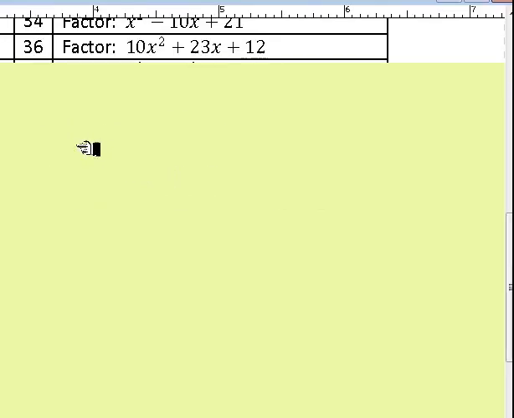Number 36, another quadratic. We don't have a common factor, but because of the 10 here, there are a few ways of factoring 10, and there are many ways of factoring 12, so there are going to be many things we could try. In other words, this factorization is a little more difficult than the others that we've done. Okay, let's say we start off with 5x, 2x. If that doesn't work, we'll try 10x, x.